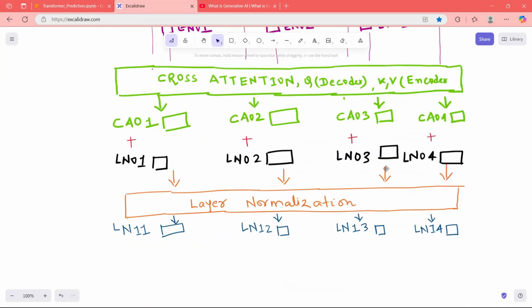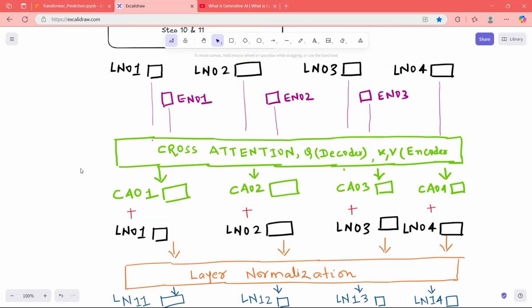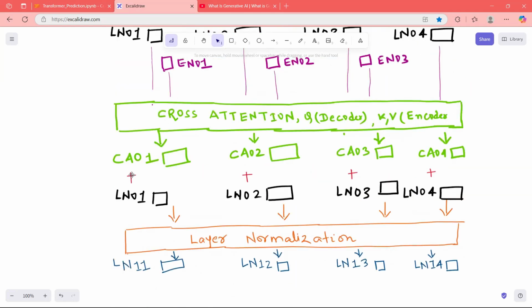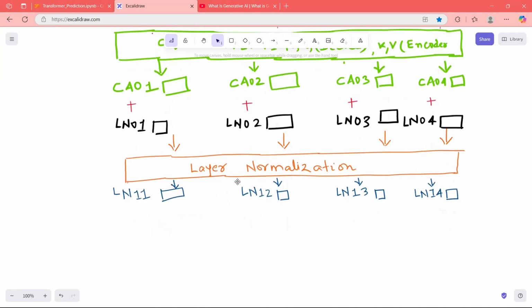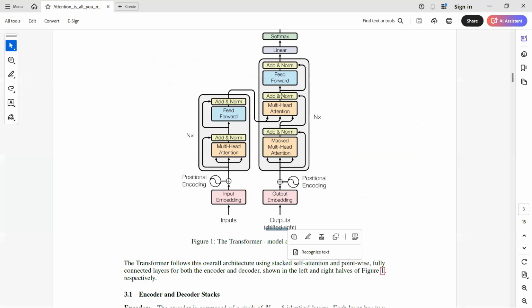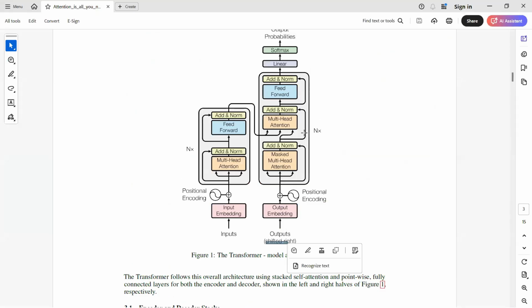And what you are going to get as output is cross attention output 1, cross attention output 2, cross attention output 3, cross attention output 4. As usual, you combine with previous layer norm output, previous layer's output basically, and residual connection as usual, pass it through layer norm and you get layer norm 1,1, layer norm 1,2, layer norm 1,3, layer norm 1,4. So I'm calling this layer norm 1,1, 1,2, 1,3, 1,4. So basically I have reached here.